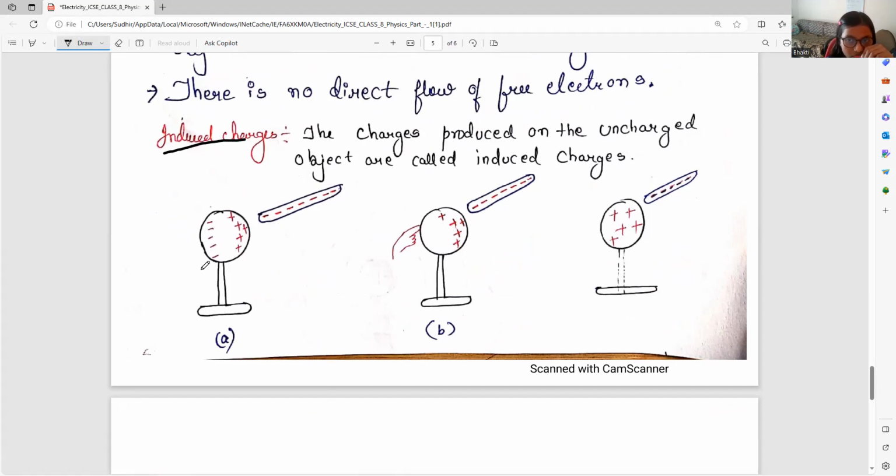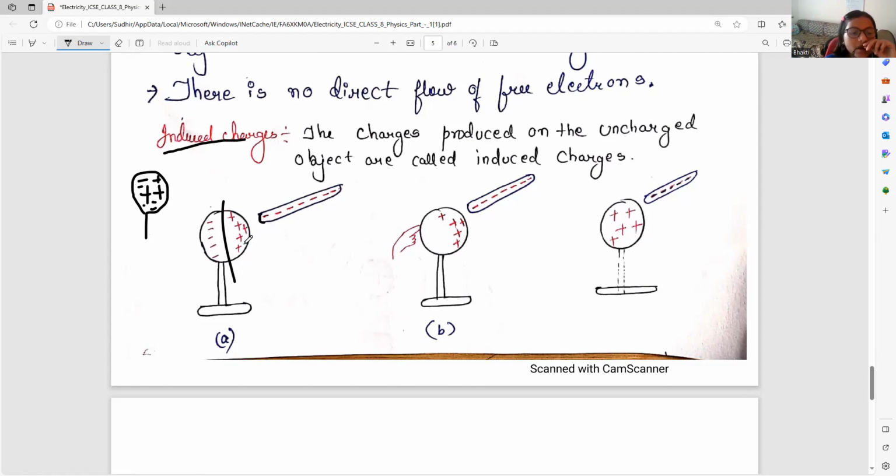For example, this is an uncharged object. Uncharged object means a balanced number of electrons and protons. It is not like they are separated. I've just drawn the second diagram. It has both positive and negative charges randomly, anywhere. What will happen if I bring one rod near it which has only electrons in it?